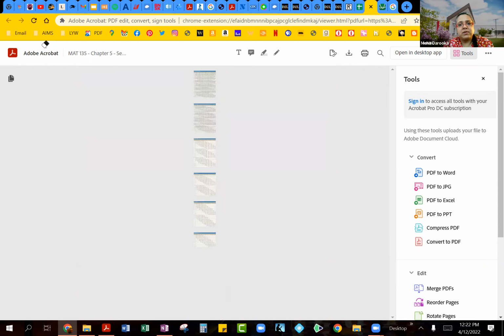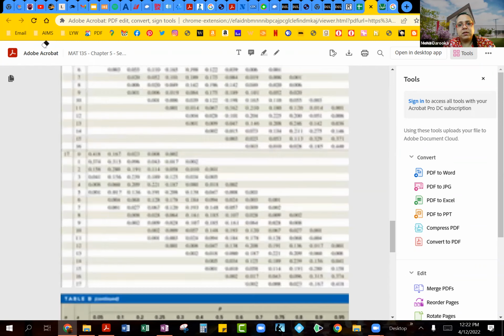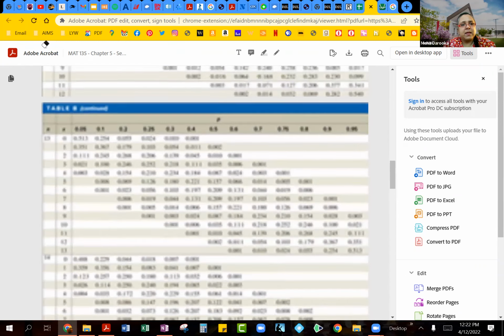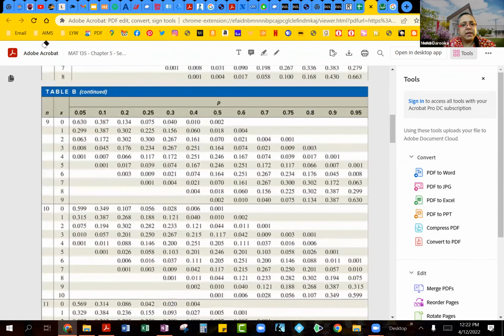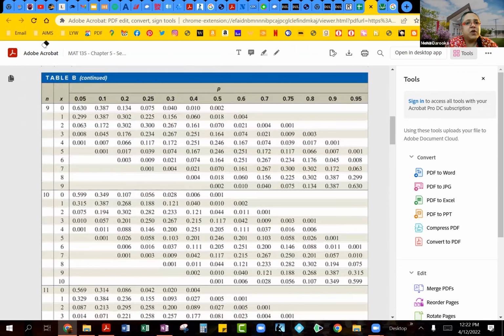Whoa, wrong direction. Okay, so just to show you very quickly, where's our 10? There we go. So you've got your number of experiments, which was 10. Your number of heads will be over here. And then our probability was 0.5. So you will actually be comparing your answers with this one.